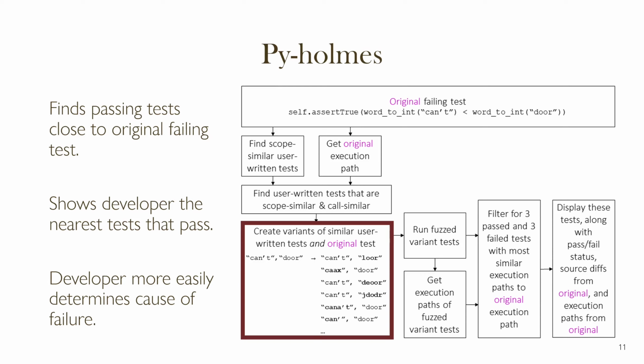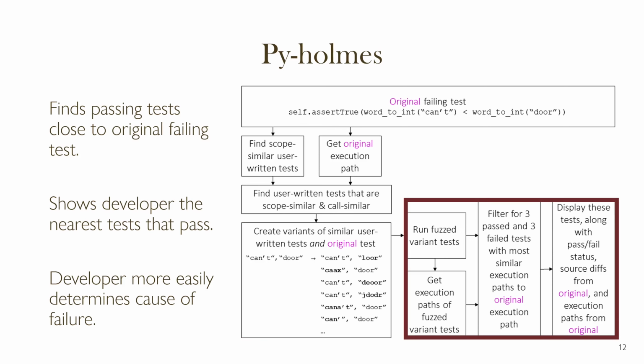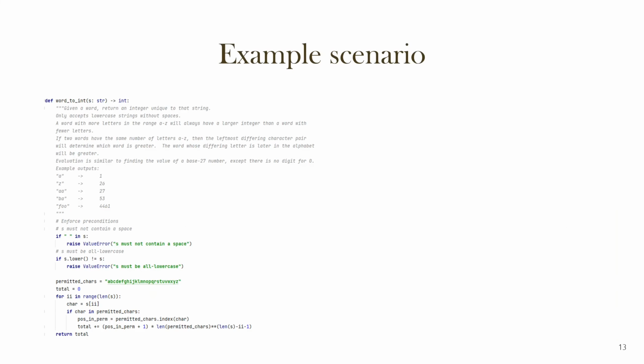It produces variants by slightly perturbing literals in the test body, such as strings, integers, and booleans. This process of perturbation is called fuzzing. Finally, Pyholmes presents the user with a report of the 3 passing and 3 failing fuzzed tests that have the most similar execution traces to the original test.